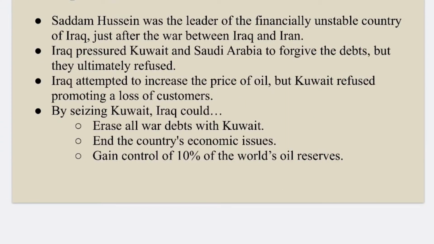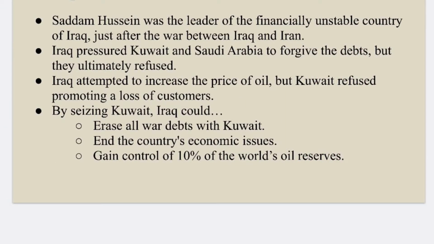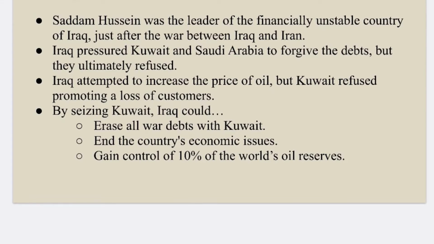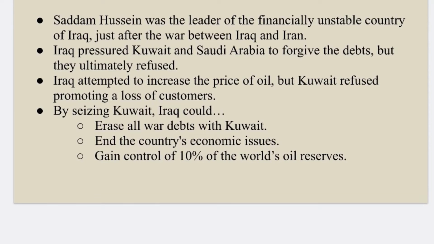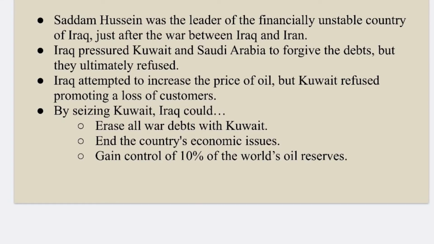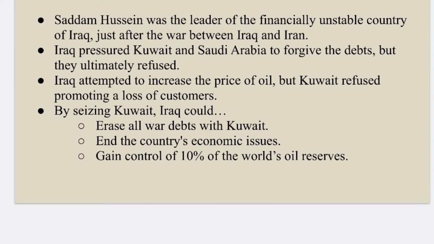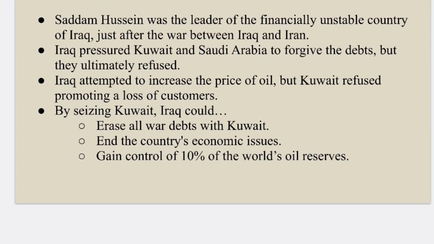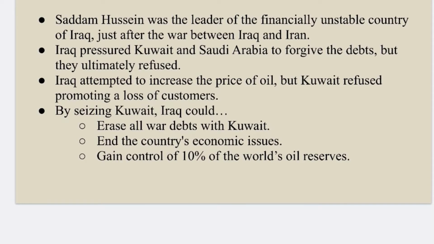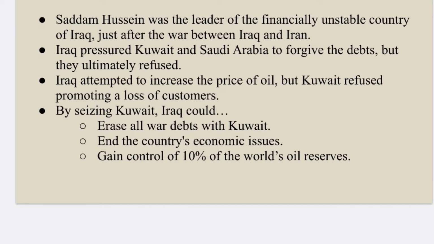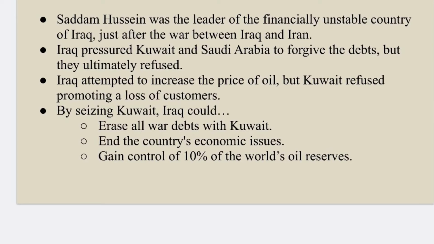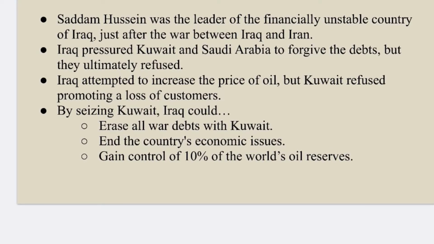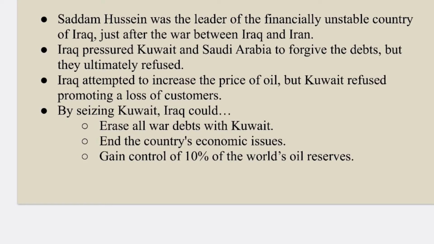For some background, Saddam Hussein was the leader of the financially unstable country of Iraq just after the war between Iraq and Iran. Iraq pressured Kuwait and Saudi Arabia to forgive the debts, but they ultimately refused. Iraq attempted to increase the price of oil, but Kuwait refused, promoting a loss of customers. By seizing Kuwait, Iraq could erase all war debts, end the country's economic issues, and gain control of 10% of the world's oil reserves, which would be immense.